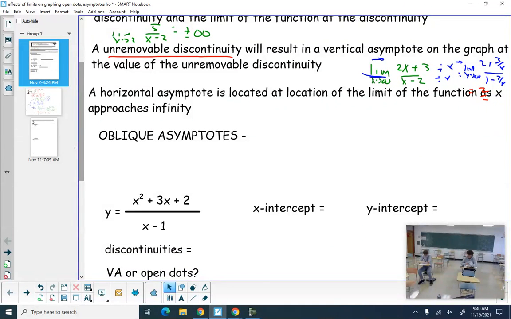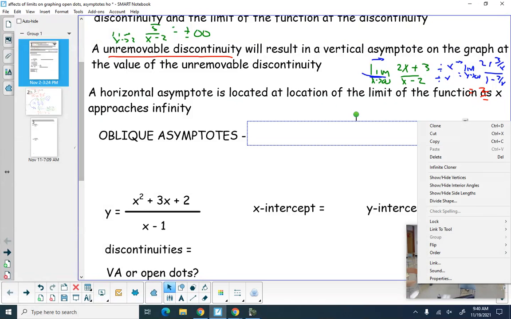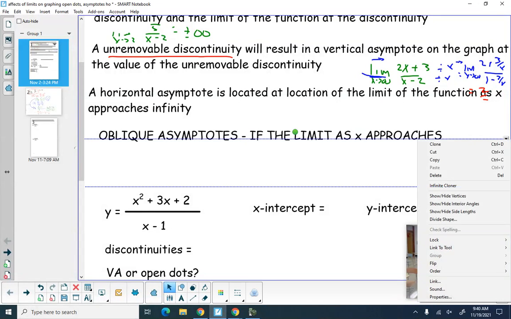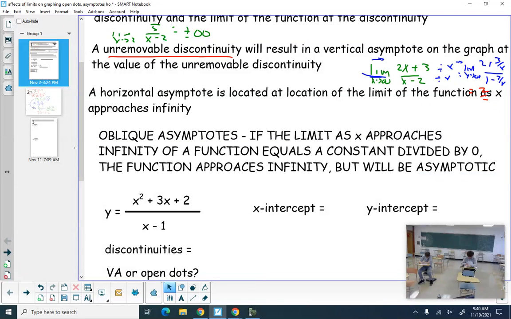Well, the last thing we have with respect to asymptotes are called oblique asymptotes. An oblique asymptote: if the limit as x approaches infinity of a function equals a constant divided by 0, the function will approach infinity but will be asymptotic.